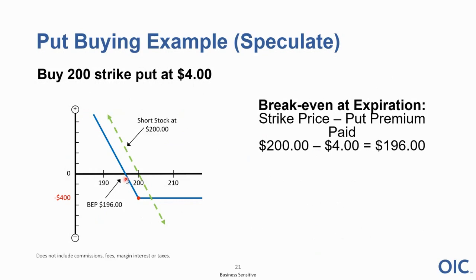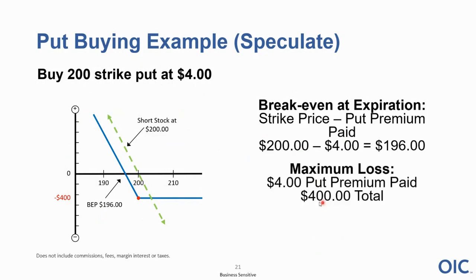If stock finishes below $196, we're going to profit. If stock finishes above $196, we're going to begin losing some of that value that we paid for, up until our strike price, at which point the option has no value whatsoever, and we lose our entire $4 investment. That's going to be that maximum loss.